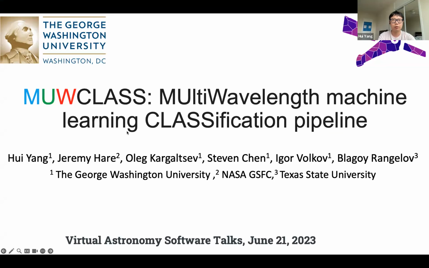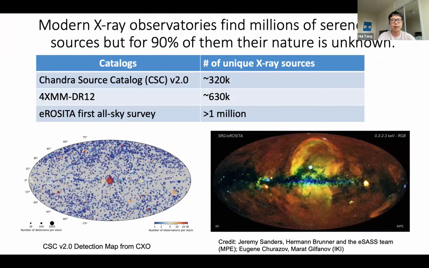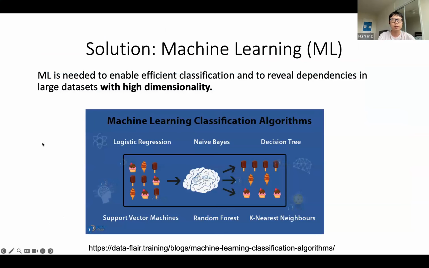Moving forward. X-ray astrophysics has entered a big data era thanks to successful observatories like Chandra, XMM, and eROSITA. However, most of the sources detected are serendipitous sources with their nature unidentified, and this table shows the number of unclassified sources can be as high as millions. One solution is to develop an automatic way to classify astronomical sources using machine learning methods, which can enable efficient classifications and reveal dependencies in large data sets with high dimensionalities.